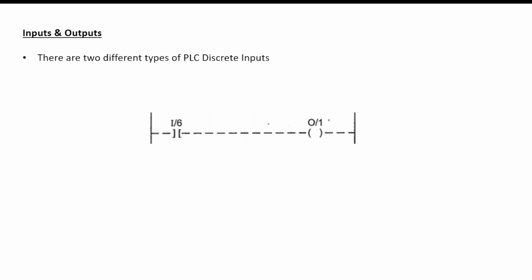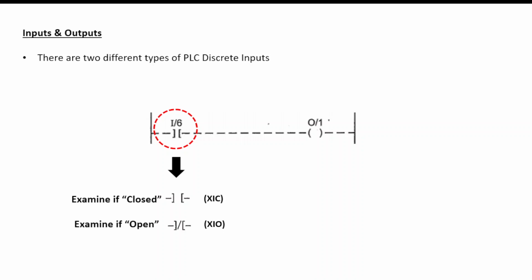Now there are two different types of PLC discrete inputs. They're known as examine if closed, sometimes abbreviated as XIC, and examine if open, often abbreviated as XIO.